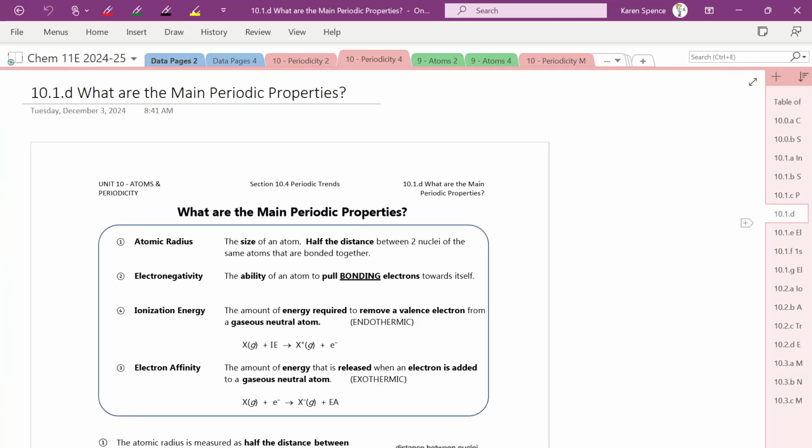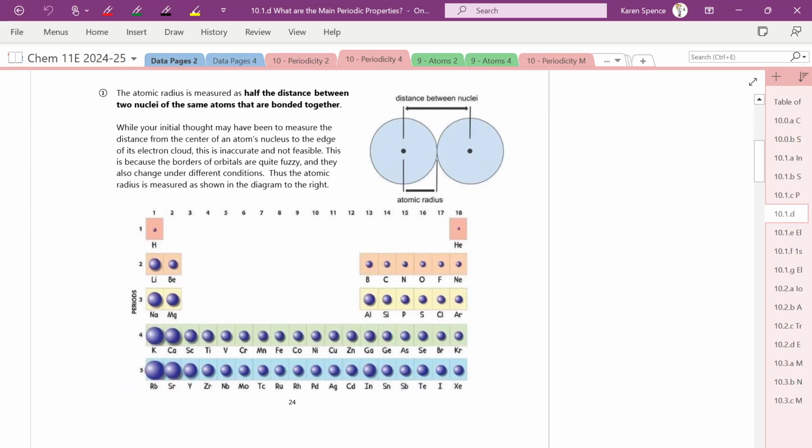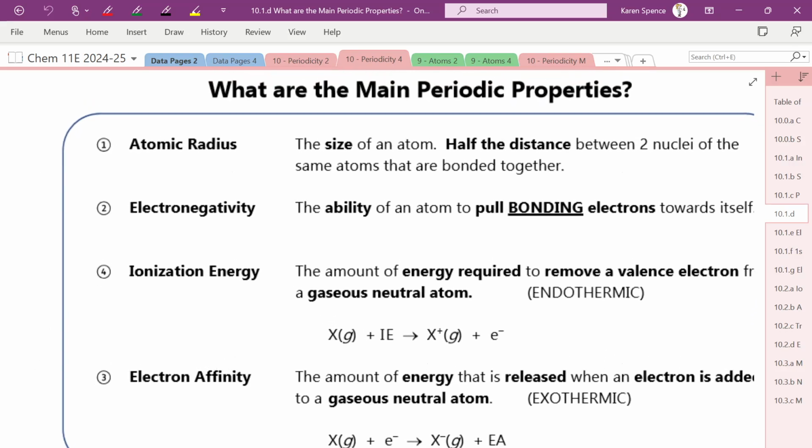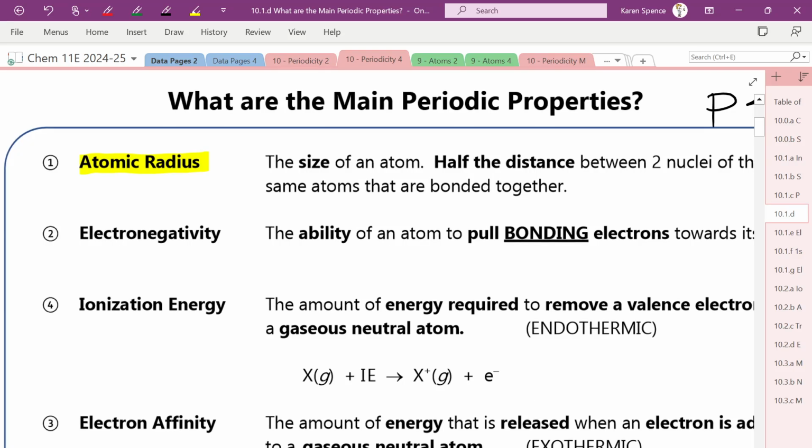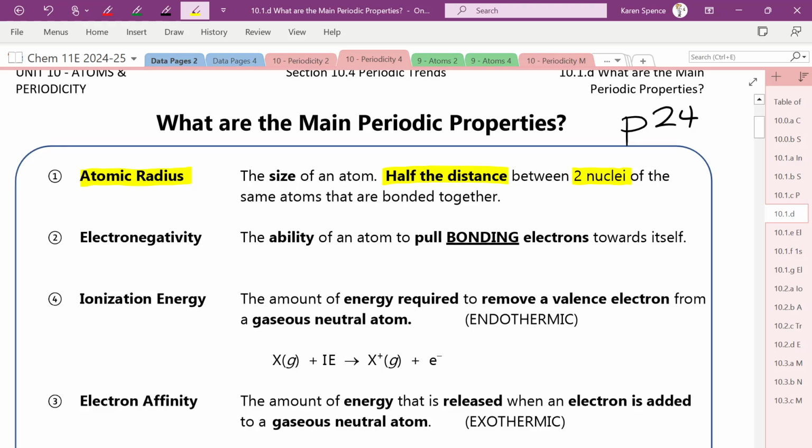There's some exercises. Let's go to 10.1D, page 24. So there are 4 main periodic properties. The first one is atomic radius, which we have just talked about. And how do we define atomic radius? It is the size of an atom. And how do they define that size? It is half the distance between 2 nuclei bonded together.